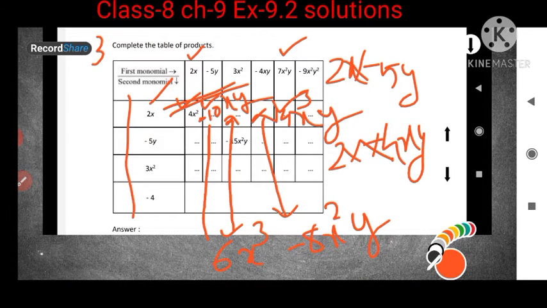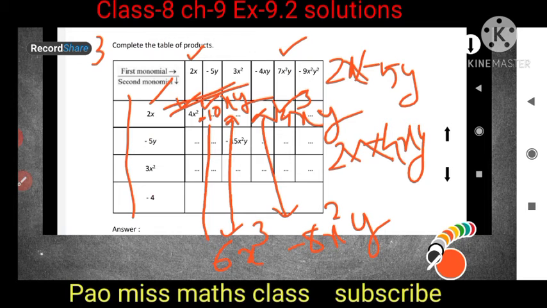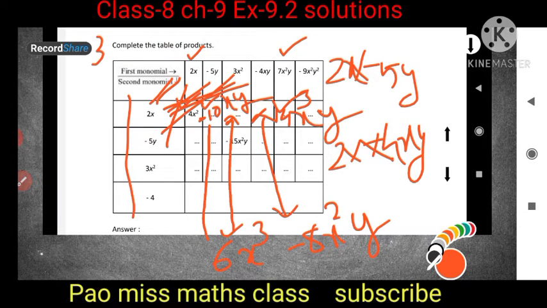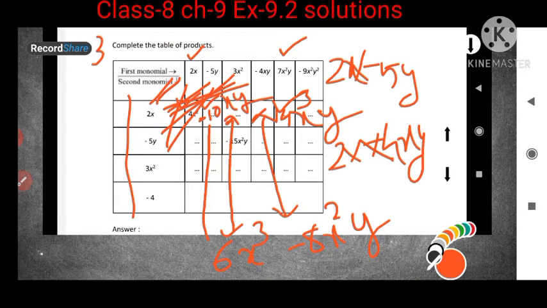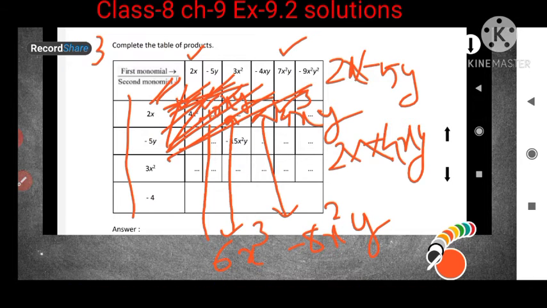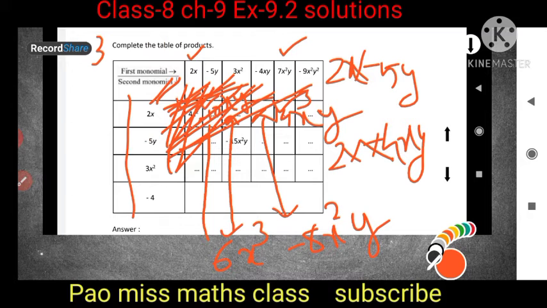So I will show you the full table solution. I have already explained how you will do it. You will just multiply these two and put the result in the blank. Now for the second row also you will multiply minus 5x with y, again minus 5x with minus 5y, again minus 5y with 3x square, again minus 5y with minus 4. So in this way you will multiply all these terms, and for this one also you will multiply like this. You will multiply all these terms.